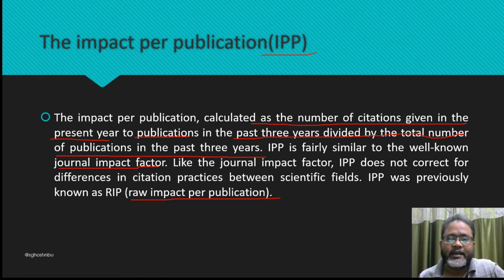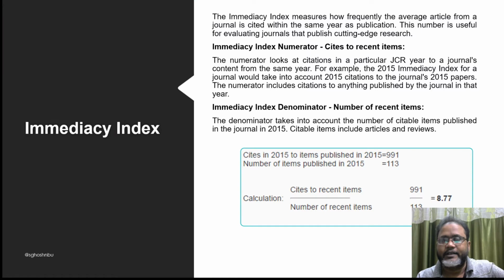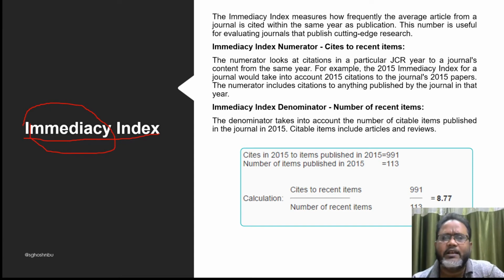Like the journal impact factor, the IPP doesn't correct for differences in citation practice between scientific fields, that is, all subjects are taken together. And then you have the immediacy index. This term is very important, immediacy index. This is very current. Now what is the immediacy index? The immediacy index is counted for the same year, say cites in 2015 to items published in 2015 were 991, and the number of items published was 113. So you get 8.77.